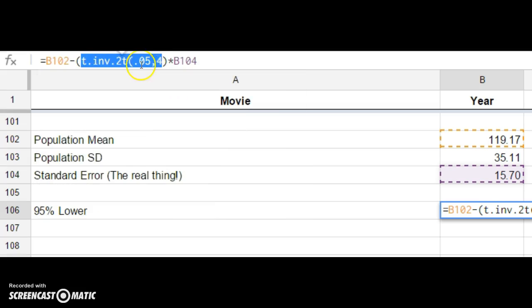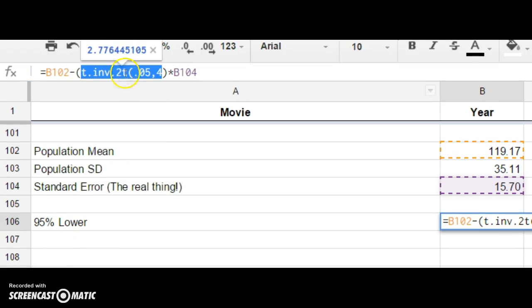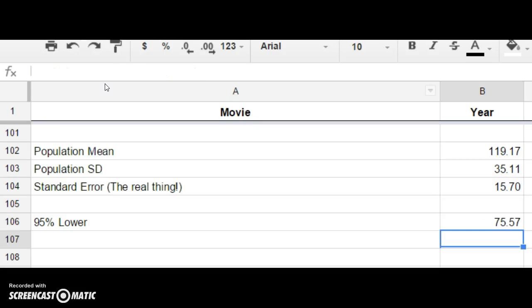Now if I highlight this, it'll actually give me an interim calculation. Okay, so you can see there that that's 2.77. In other words, with this sample size of 5 movies, I should actually be going 2.77 standard errors below and above the mean to create the correct confidence interval. So I'm going to go ahead and press enter there.